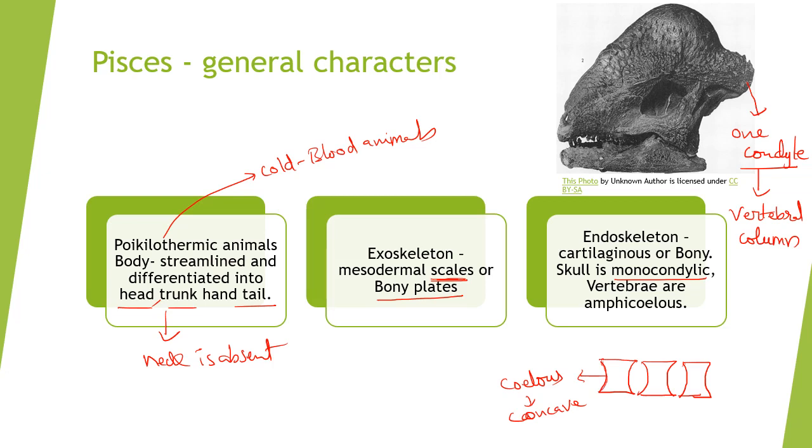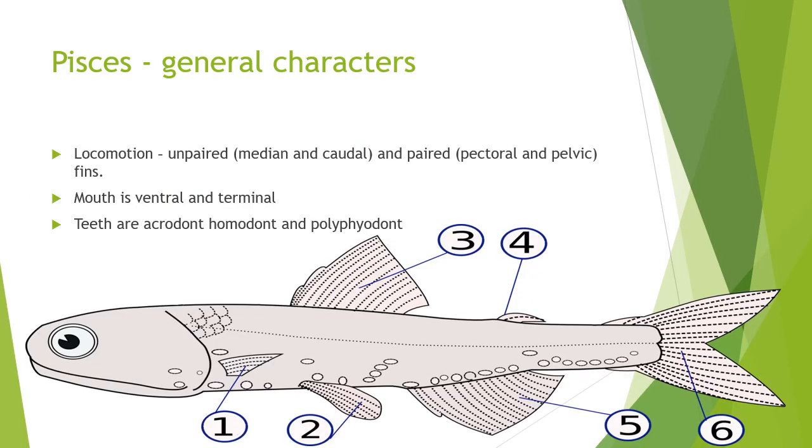Amphicoelous means if it is having concave parts on both sides, that kind of vertebrae is considered as amphicoelous vertebrae. And after that, here the locomotion of the fishes is brought by the paired fins as well as unpaired fins.